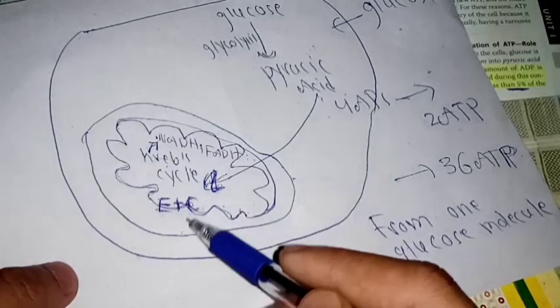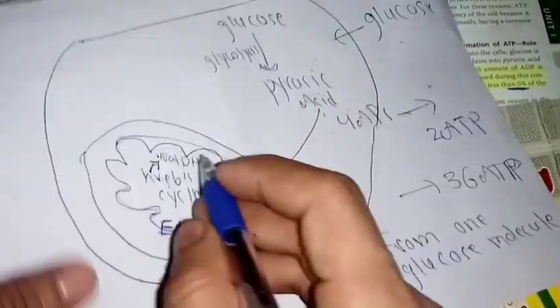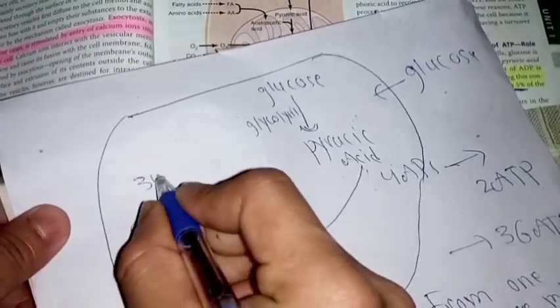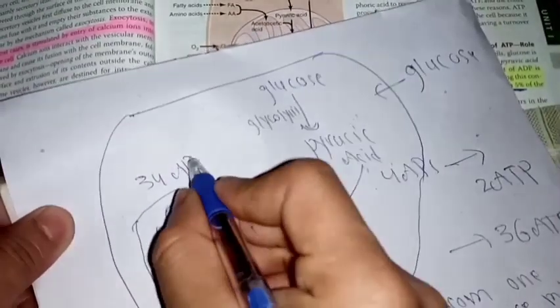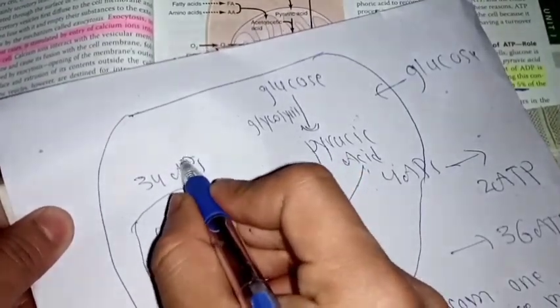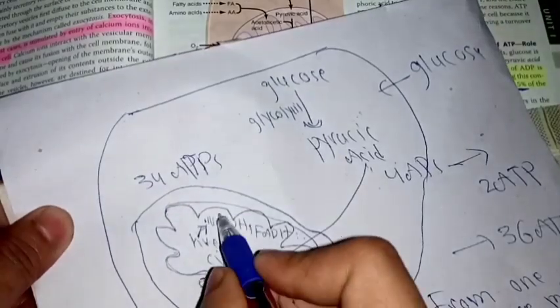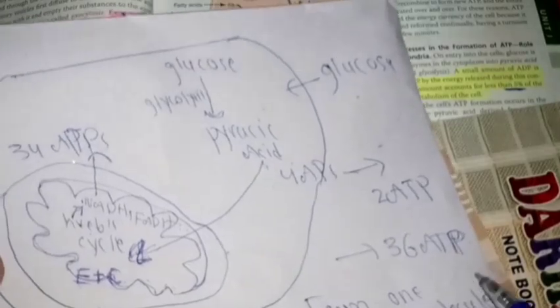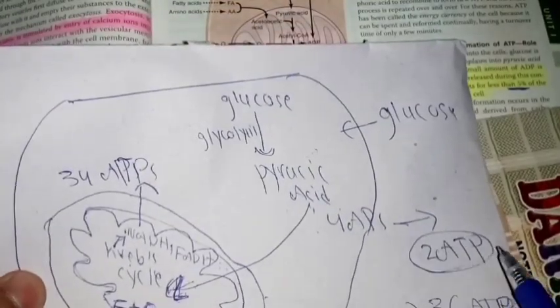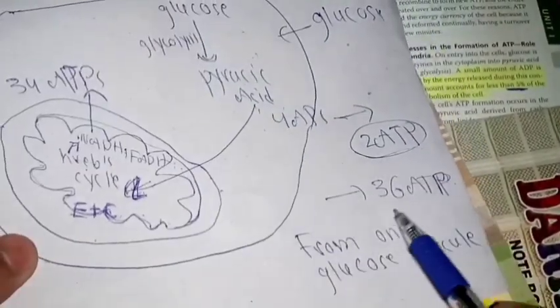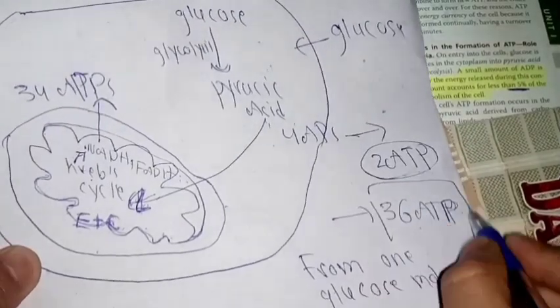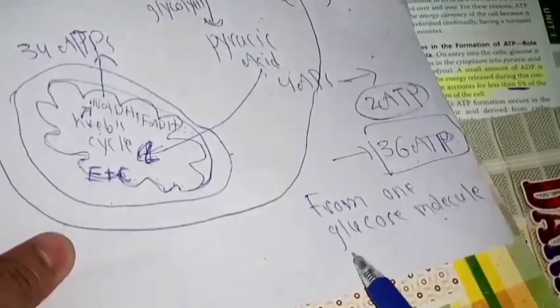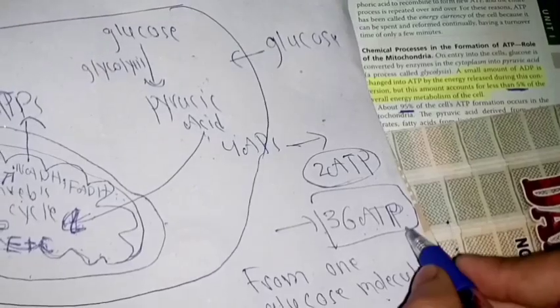which is synthesized in the electron transport chain is the most abundant. Through the Krebs cycle and electron transport chain, they synthesize up to 34 ATPs. These 34 ATPs and the 2 ATPs which are the net gain of glycolysis make a total of 36 ATPs. From one glucose molecule, we get 36 ATPs.